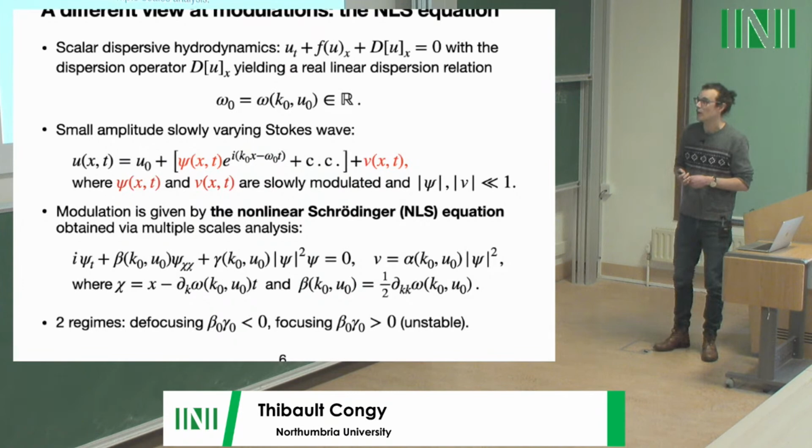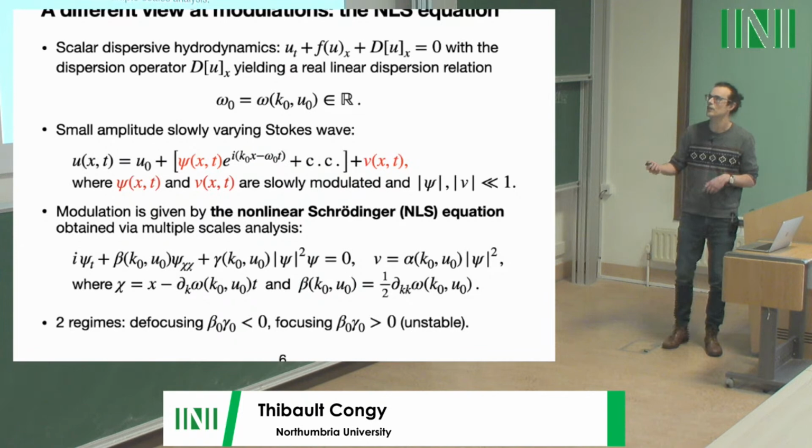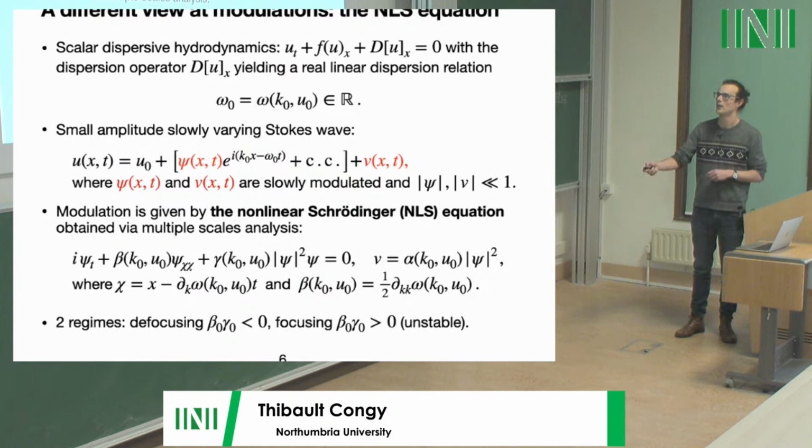So the strong assumption here is to suppose that you have an almost monochromatic wave because of the carrier wave, and your two fields here, psi and v, are very small. And then this is a very standard computation. It's much simpler to do this computation than to obtain the Whitham modulation equation. And you can show that by using multiple scale expansion, you obtain the NLS equation, the nonlinear Schrödinger equation, written here.